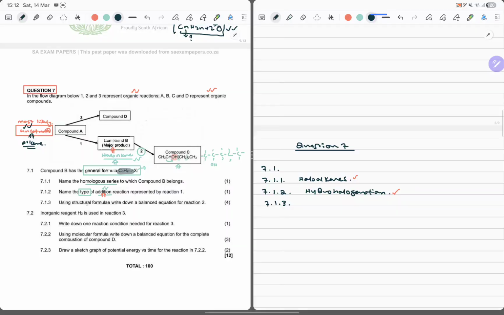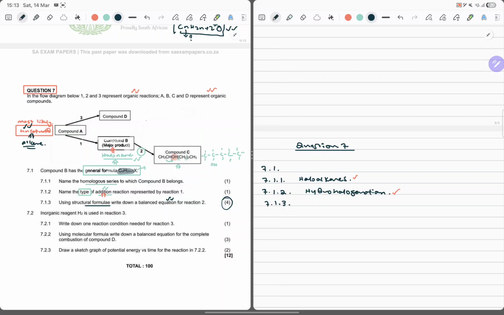7.1.3 says, using the structural formulae, write down a balanced equation for the reaction type 2. Remember, there's a lot to think about. So remember, the structural formulae only apply for an organic compound. Remember what we need to change a haloalkane to an alcohol. It's a substitution reaction.